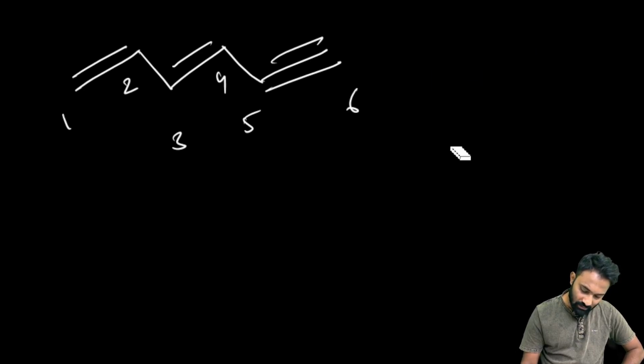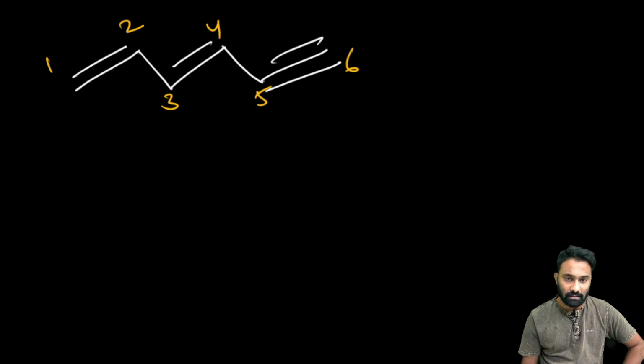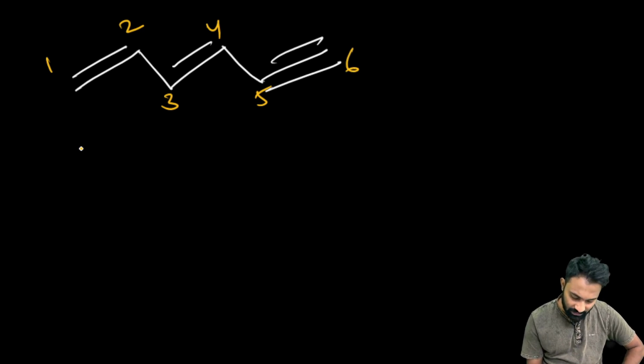Now this is the parent carbon chain. Now if it is this parent carbon chain, 1, 2, 3, 4, 5 and 6. Done. Now write the name. How many carbons we are having? 6 carbons we are having in the parent carbon chain.